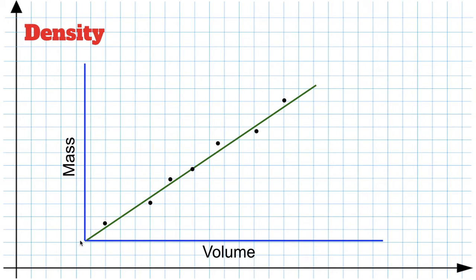In this case, it makes sense to treat the intercept as 0 because a volume of 0 would lead to a mass of 0. If you had a block of wood and its volume was 0, the mass would be 0. So we can say that the mass is directly proportional to the volume. The slope we are going to identify as the density. Okay? So the density you can think of as the slope of the mass versus volume graph.